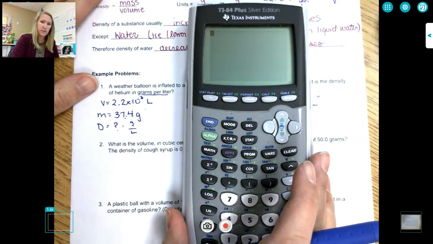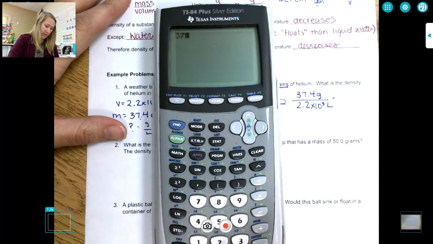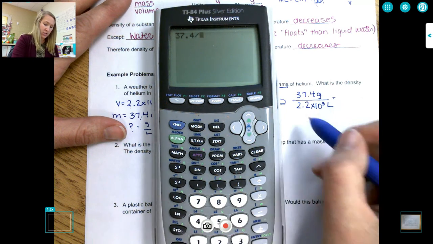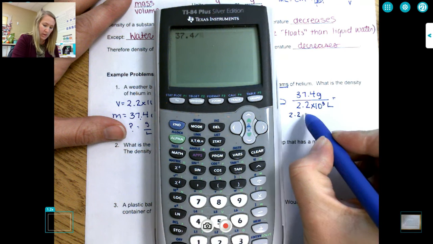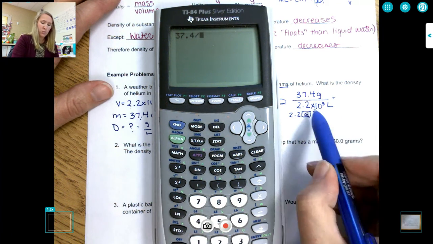There you go, that's a little easier. So we need to take 37.4, so we're going to type in 37.4, divided by, and this is in scientific notation. So to plug this in, we write 2.2, and we press the E button, 3, and that gives us 2.2 times 10 to the third.